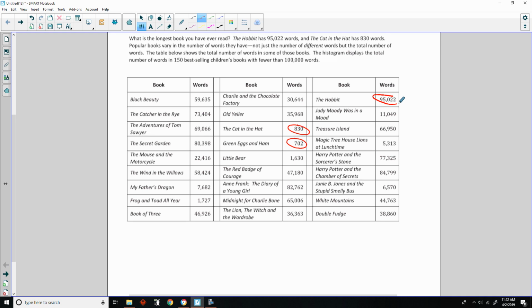So here's The Hobbit, 95,022 words. That is the largest in this set. But there are others up there as well, with Harry Potter and the Chamber of Secrets, 84,799 words. And The Secret Garden has 80,398 words. So many, many books with large numbers as well as smaller numbers. So this is just looking at a list of a few that had fewer than 100,000 words.